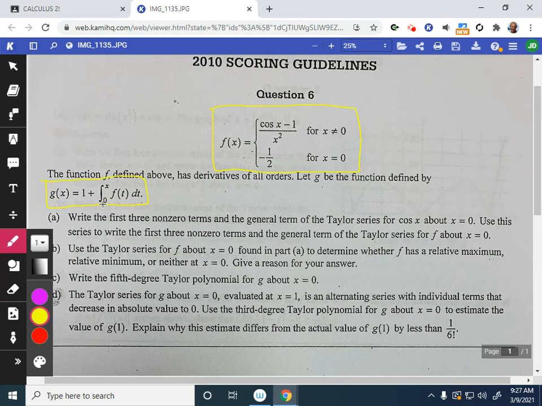Write the first 3 non-zero terms in the general term of the series for cosine of x about x equals 0. Use this to write the first 3 non-zero terms and the general term of the Taylor series for f about x equals 0. Good Lord. Okay.